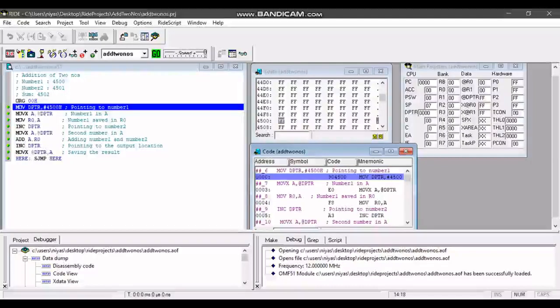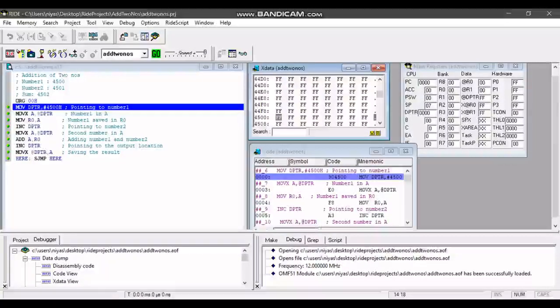So these are some of the windows. When I ran, this highlighted line means the program execution is getting stopped here. So in the first line the program execution is waiting. Let us see how exactly it works. Where is our data supposed to come? Our data is supposed to come in the external memory locations 4500 and 4501, which I have mentioned.